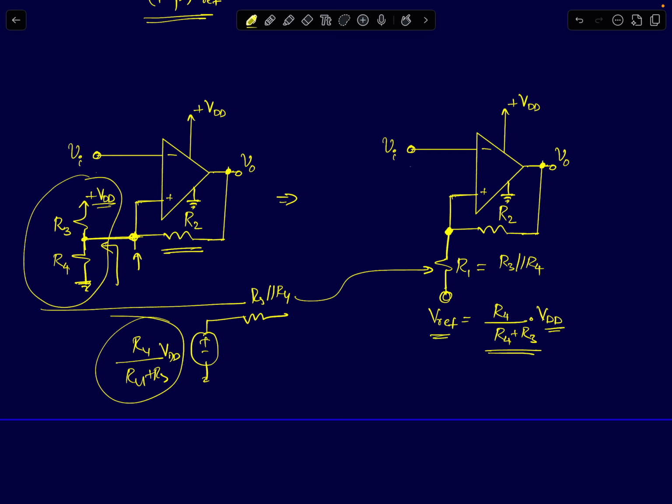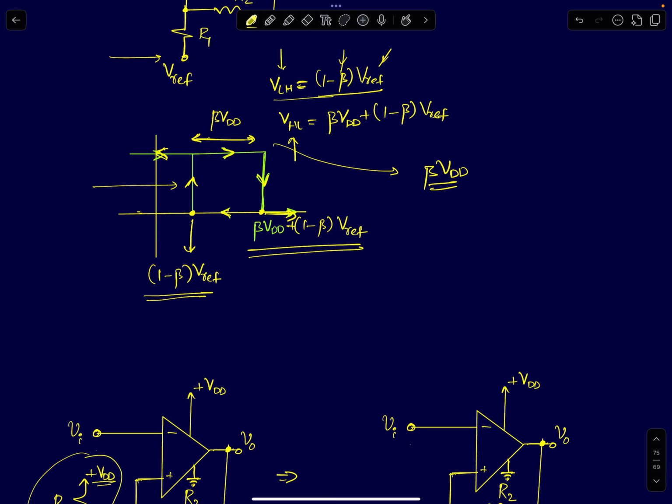So I have now reduced this circuit to a form that we have analyzed a few moments back. It's the same circuit. All I'm doing is adding an offset to both these points. So I'm shifting these characteristics to the right. So both the high to low and low to high threshold voltages will be in the positive quadrant. They both will be positive, they both will be greater than 0.